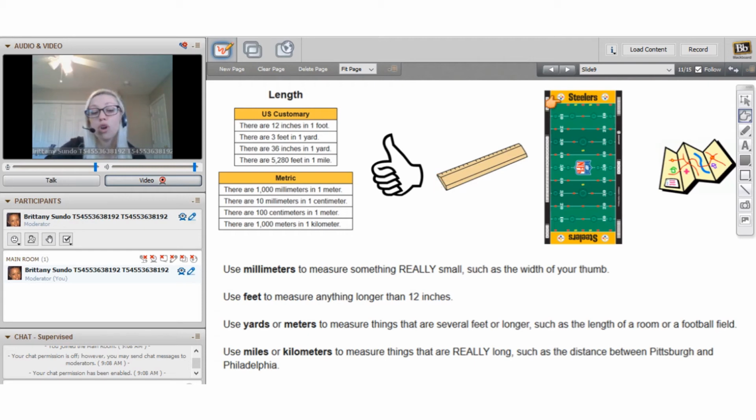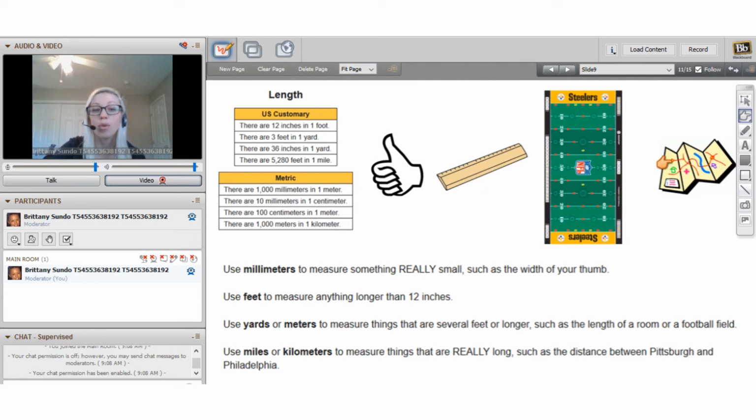We're going to use yards or meters to measure things that are either several feet longer or something a lot bigger than what we would be able to measure using our ruler. So something like a football field would be good for yards or meters. So if you're ever watching a football game, you'll see that they always talk about it by yards. Okay? Last but not least, we use miles or kilometers to measure things that are really long, like the distance between Pittsburgh and Philadelphia, or wherever you're trying to go. You're probably going to measure that using miles or kilometers.